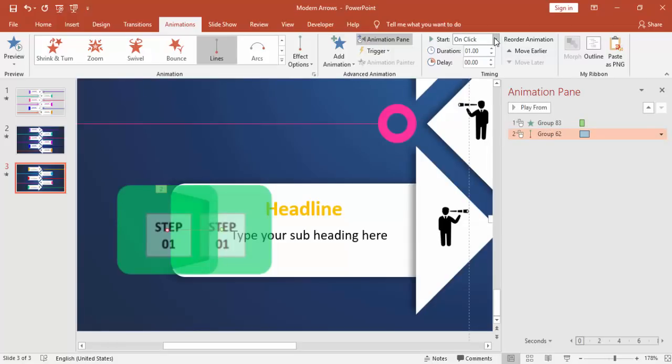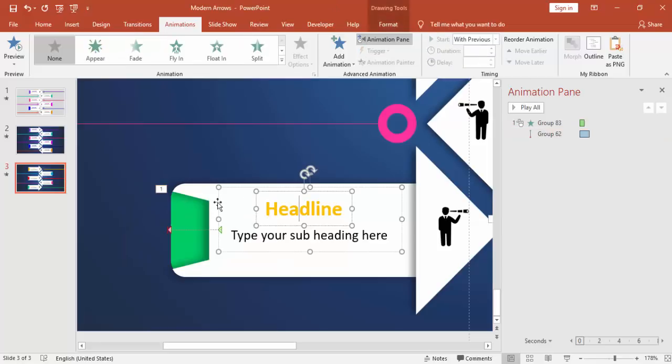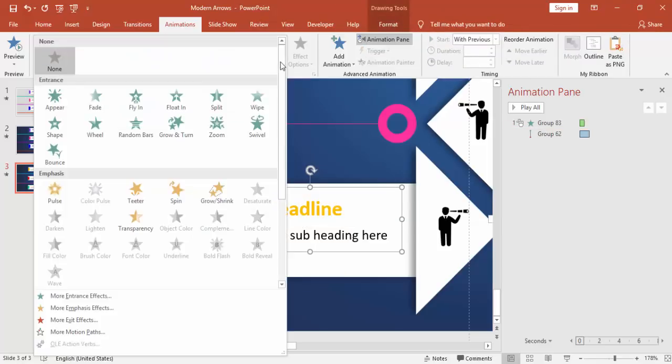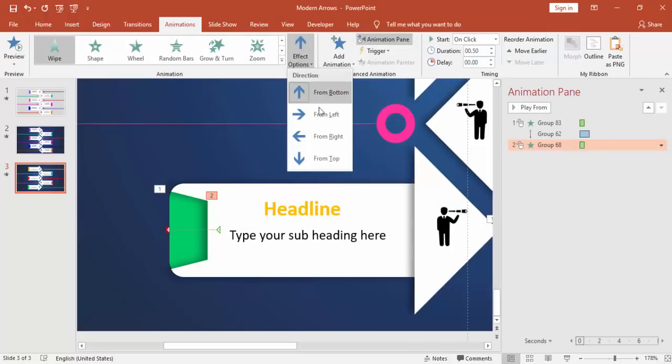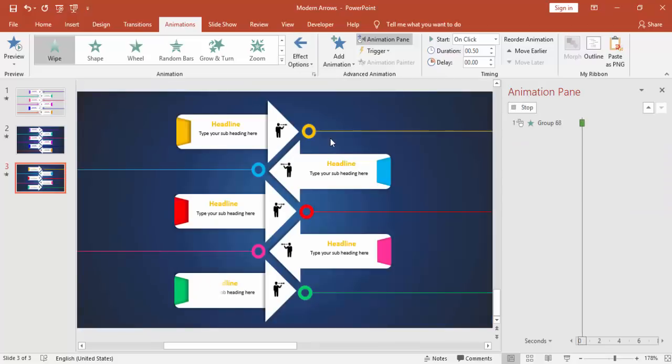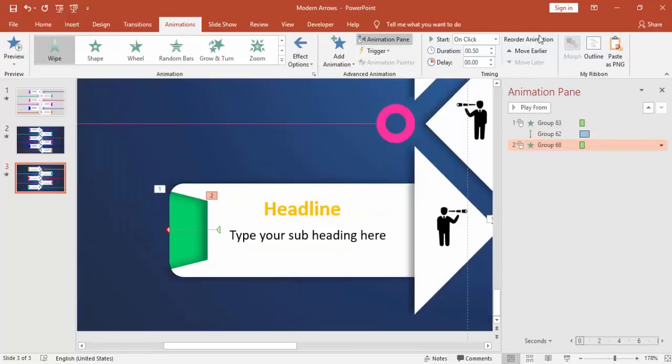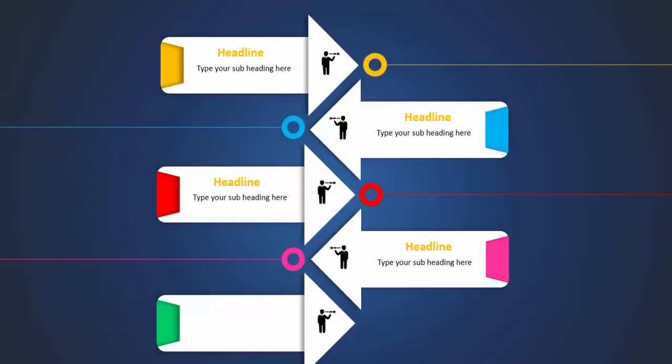And this you can make with previous. And for the heading also, you can add the wipe effect. Wipe effect you can give from right, and this is also with previous. And this is how it will look like.